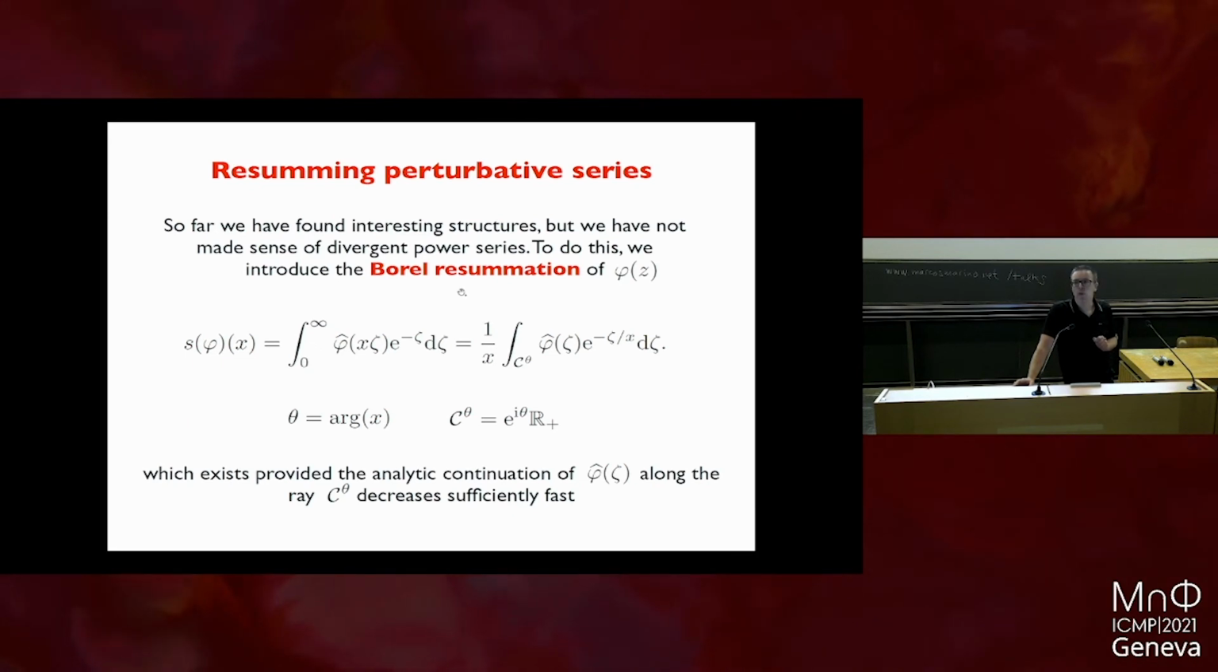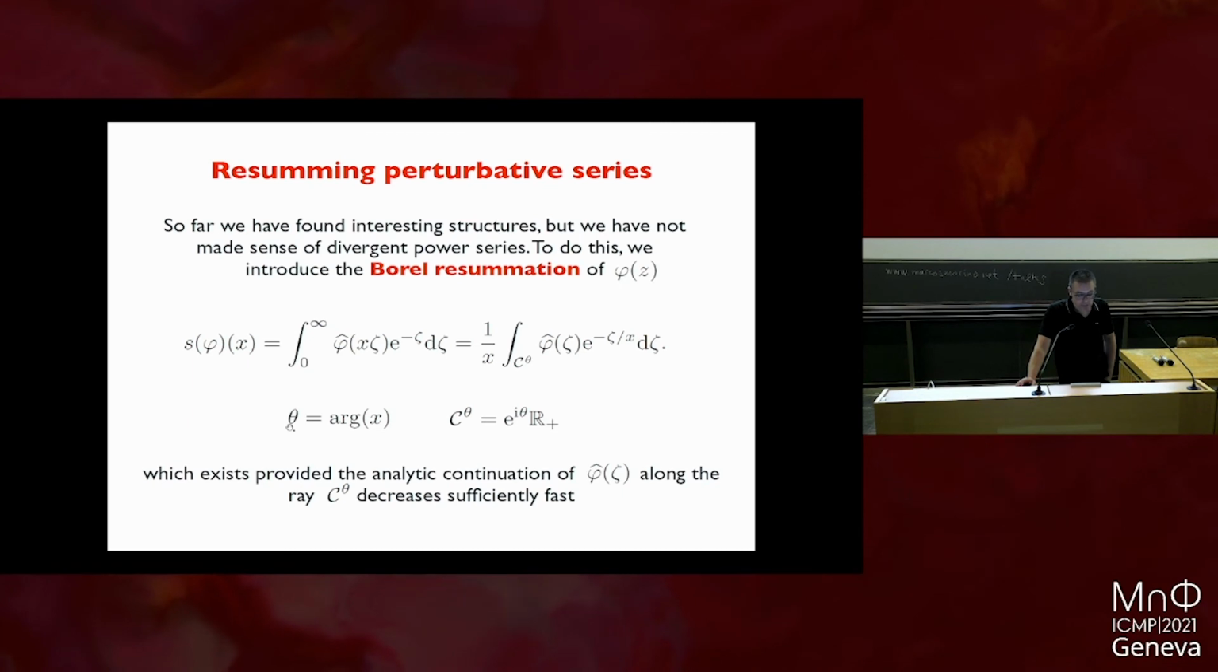So how do you actually solve the problem of making sense of formal divergent series? Well, you have to do a next step, which is not the Borel transform, but is called the Borel resummation of the original phi of z series. So formally, you do the following. The Borel resummation of phi of z is defined essentially as the Laplace transform of the Borel transform of phi evaluated at the argument x times zeta, and you do a Laplace transform with respect to zeta.